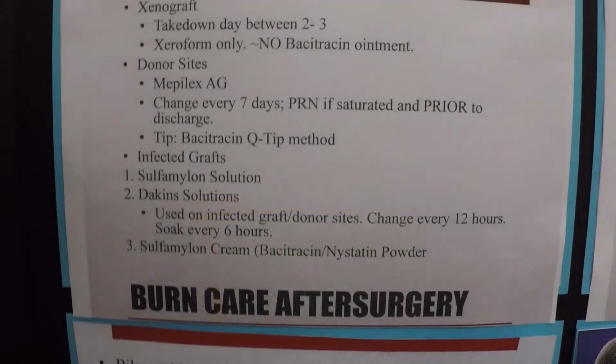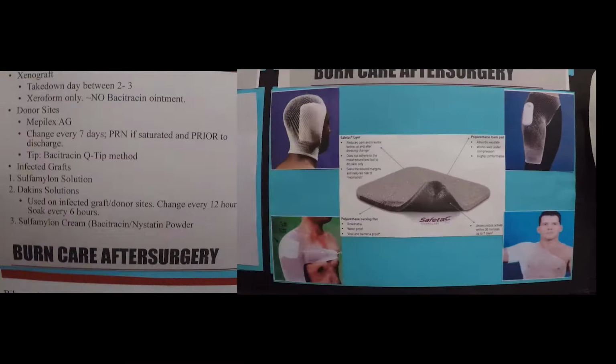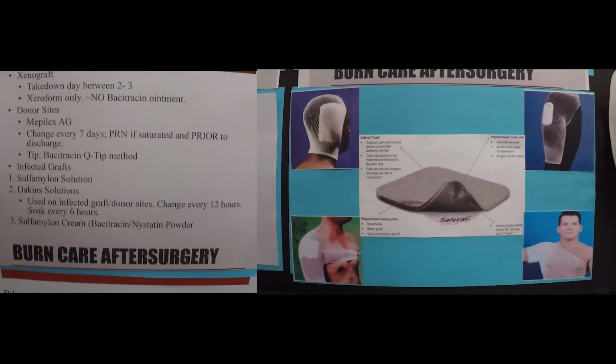Now we're going to go over some of the grafts. Xenograft, takedown is 2 to 3 days. Xeroform only, no bacitracin. The donor sites are going to have Mepilex AG. You're going to change that every 7 days, and PRN if saturated, and also prior to discharge.